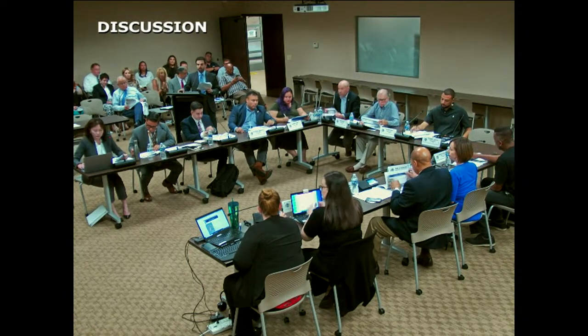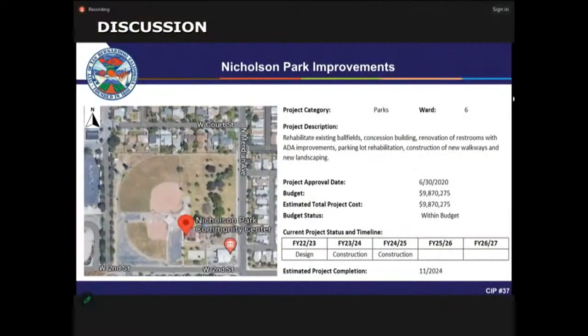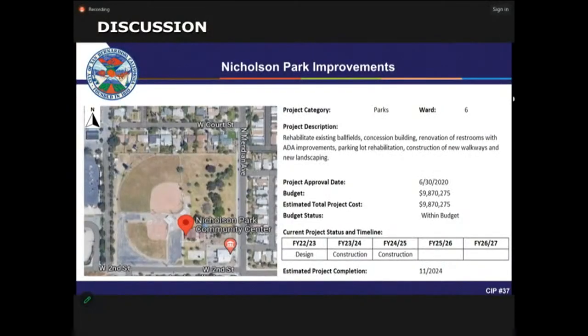Next project is Nicholson Park improvements. The project description involves rehabilitation of existing ball fields, concession building, renovation of restrooms with ADA improvements, parking lot rehabilitation, construction of new walkways and new landscaping at Nicholson Park. The project is fully funded for the park improvements. The total funding is approximately $9.9 million, inclusive of ARPA and CDBG funding for Nicholson Park. We are currently in design phase, finalizing the design, and project anticipated completion is by end of calendar year 2024.